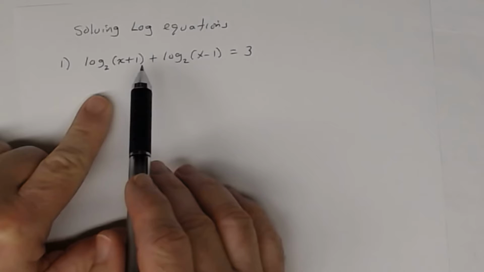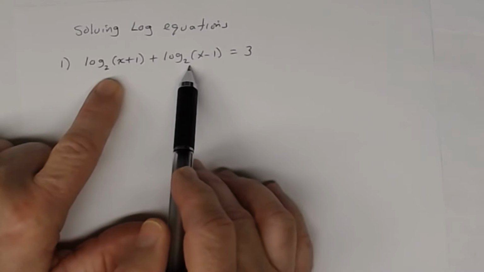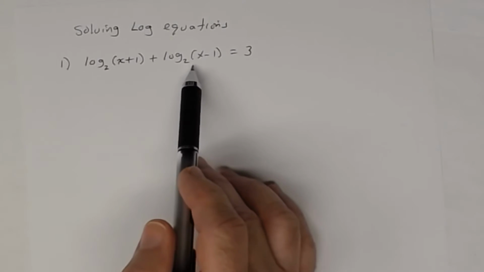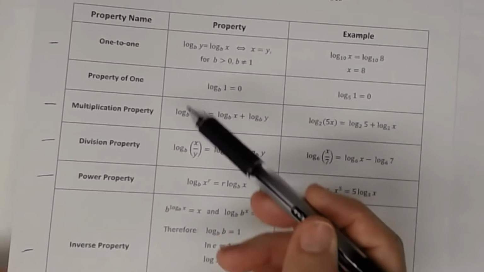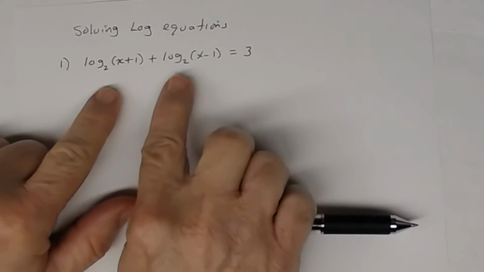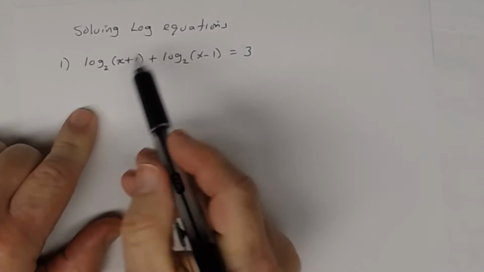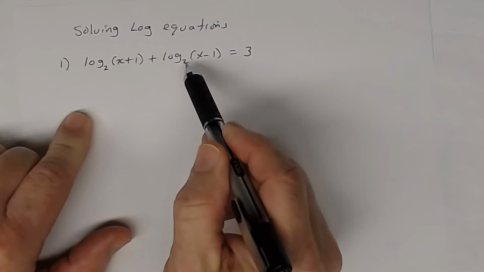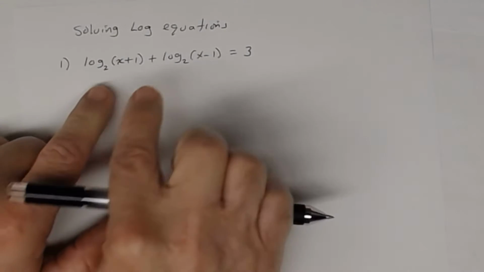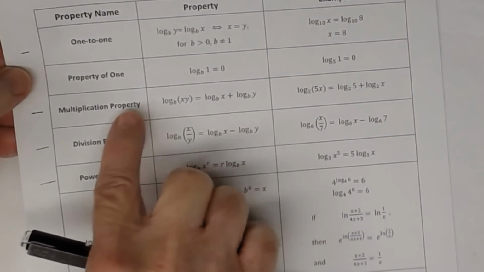So number one, again, I'm adding two logs. Notice I have to have the same base. Keep that in mind. So if these bases were not the same, then we could not use these properties here. These properties only apply if the bases are the same. Okay, so to write this as one log expression, remember you got to write it as one log expression. That's the next step. Since this is addition, I'm going to use the multiplication property.